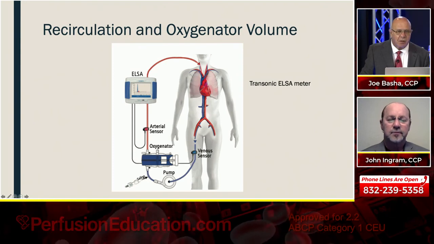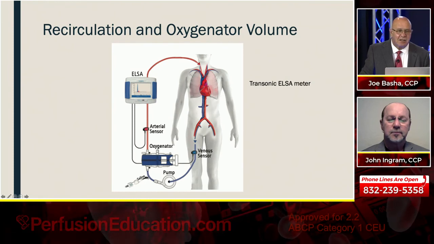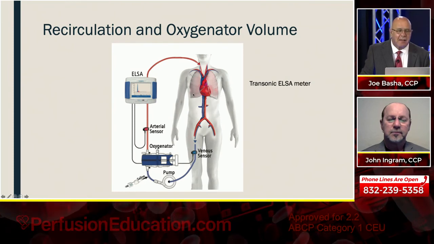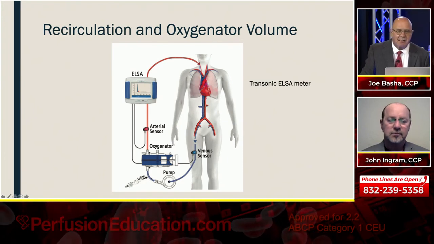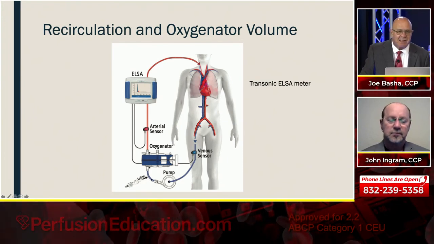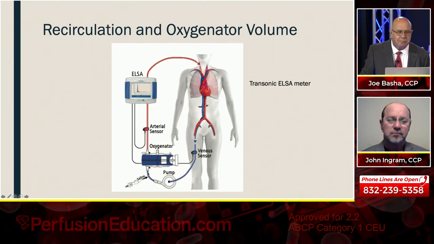You give your 20 cc bolus, well, not necessarily 20 cc's. It's a set amount. So in a baby, it would be a lot less. In an adult, it would be 20 cc's. So keep that in mind. But basically, it takes into consideration how much volume is in this line right here.